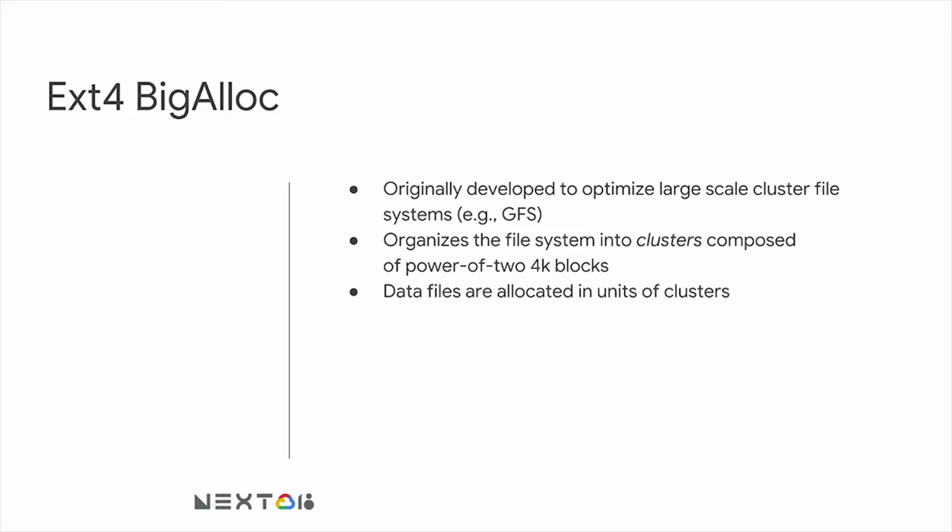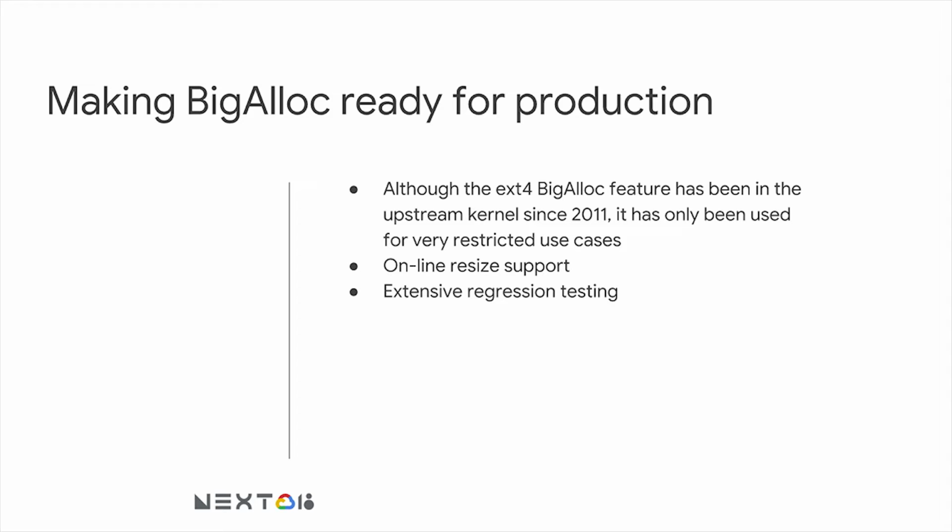So what we do instead is we introduce a new concept called clusters. And clusters are composed of a power of 2 number of 4K blocks, and data files get allocated in units of clusters. We still send the writes out in 4K blocks, but the file system tracks them in 16K clusters. And this feature has been around for quite a while. It actually hit the mainline Linux kernel in 2011. But it had only been used for very restricted use cases. As I said, the original use case of this was for large-scale cluster file systems.